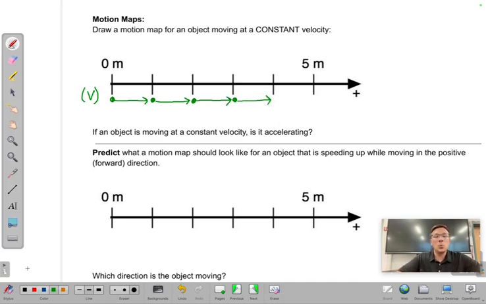When we draw a motion map for an object with a constant velocity, the acceleration arrows don't exist.